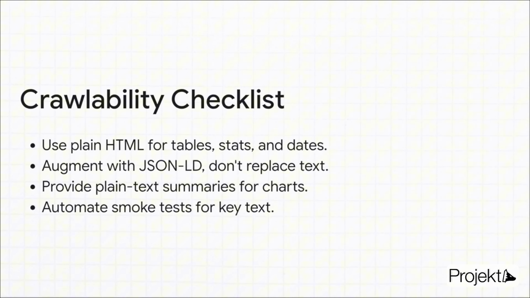To really lock this down, always have your core data, like tables, stats, and dates, in plain HTML. You can use structured data like JSON-LD to add extra context for machines, but it should never replace the human readable text. And this is so important. Automate your testing. Make sure your key answer text is actually there after every single deployment.